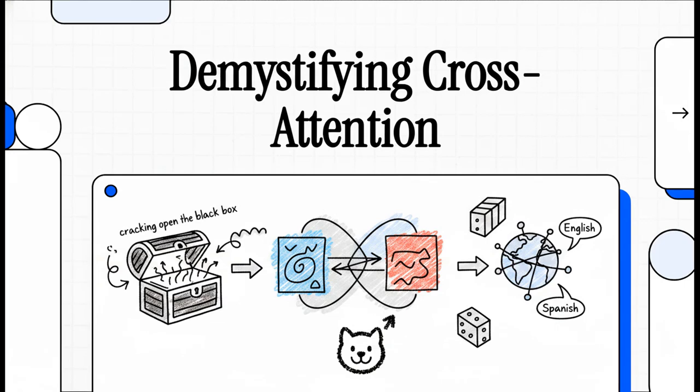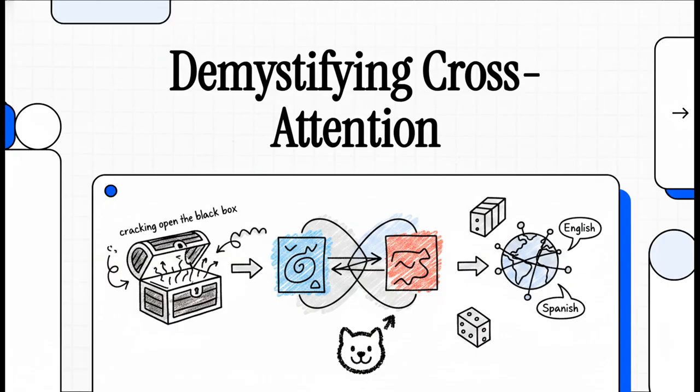Welcome to The Explainer. So today, we're literally cracking open the black box of artificial intelligence to look at the hidden mechanics of how AI actually translates languages. We are basing our entire journey today on a fascinating GitHub repository by a developer named Jeffrey Red. Specifically, we're looking at a project called mini-cross-attention.